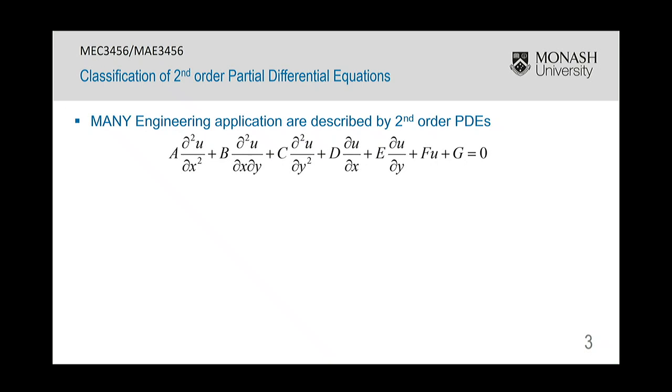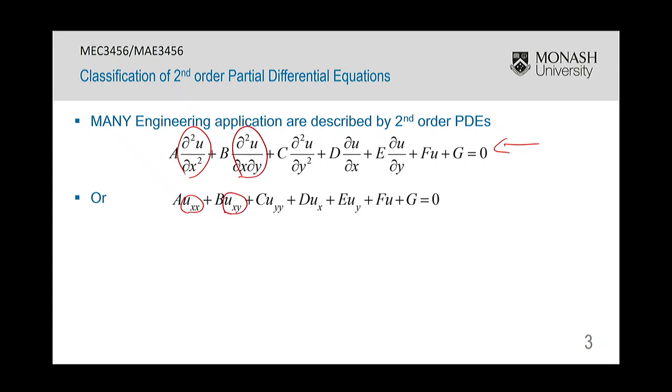Many engineering applications, and applications indeed in physics, are described by second-order PDEs, so we can write the general second-order partial differential equation as a d squared u dx squared plus b d squared u dx dy, etc. And we can also use the notation where uxx equals d squared u dx squared, uxy equals d squared u dx dy, etc. So this is a very common notation, with the subscripts representing derivatives. In general, the coefficients a, b, c, etc. can be functions of x and y, and this actually is important.